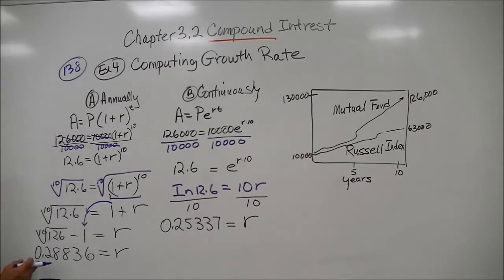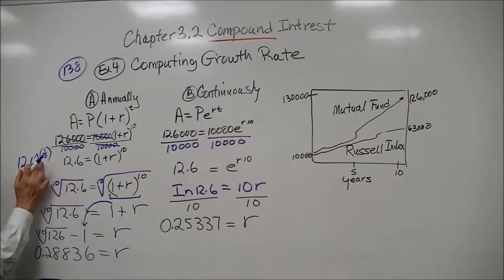So now I put this in my calculator, and if you don't know how to do that, you would put 12.6 caret. Now whatever index number you have here, you're going to create a little fraction like so. So 12.6 caret, parenthesis, 1 divided by 10, parenthesis, hit enter, and you get this.